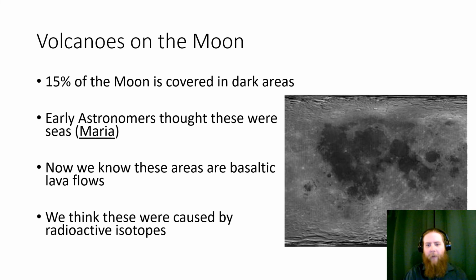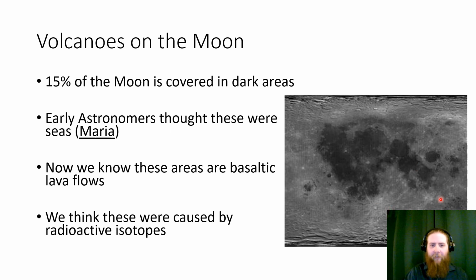We're going to talk about some extraterrestrial volcanoes. There are volcanoes on the moon. These dark spots on the moon, on this map of the moon stretched out, cover 15% of the moon's area. Early astronomers thought these were oceans, so we called them maria, which means seas, like the Sea of Tranquility and other sea names.